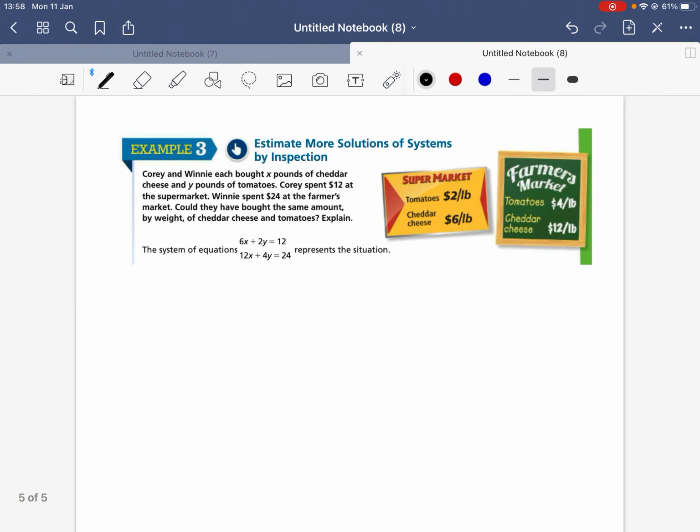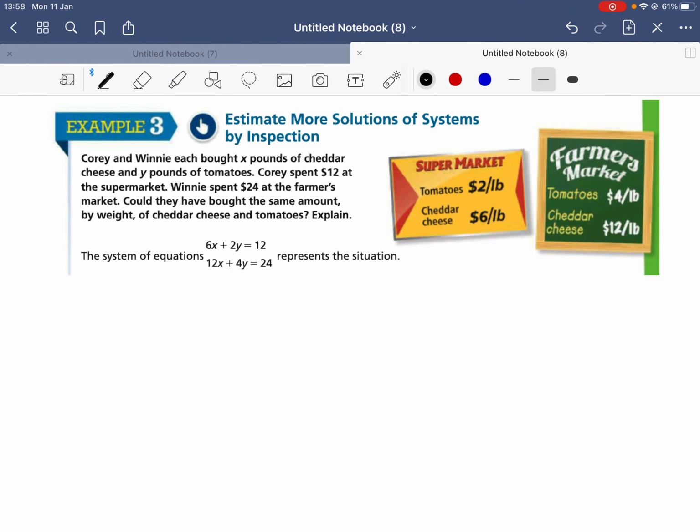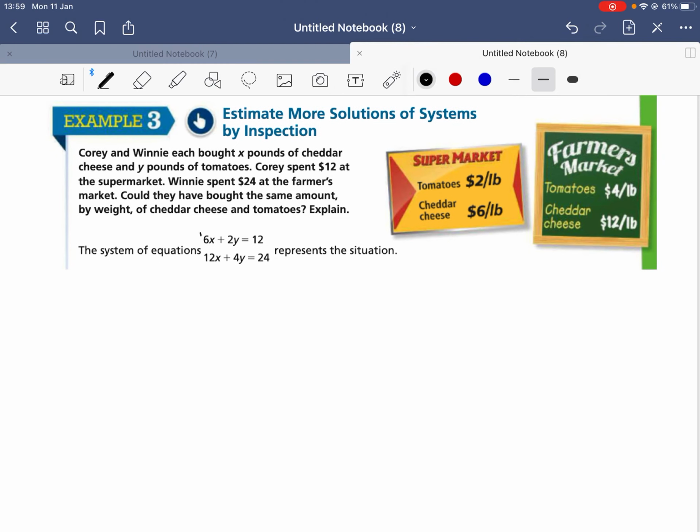And our third example, Corey and Winnie each bought x pounds of cheddar cheese and y pounds of tomatoes. Corey spent $12 at the supermarket. Winnie spent $24 at the farmer's market. Could they have bought the same amount by weight of cheddar cheese and tomatoes? Explain. So they've given us our two equations here. Are the slopes the same? We don't know. We need to rewrite this in slope-intercept form.